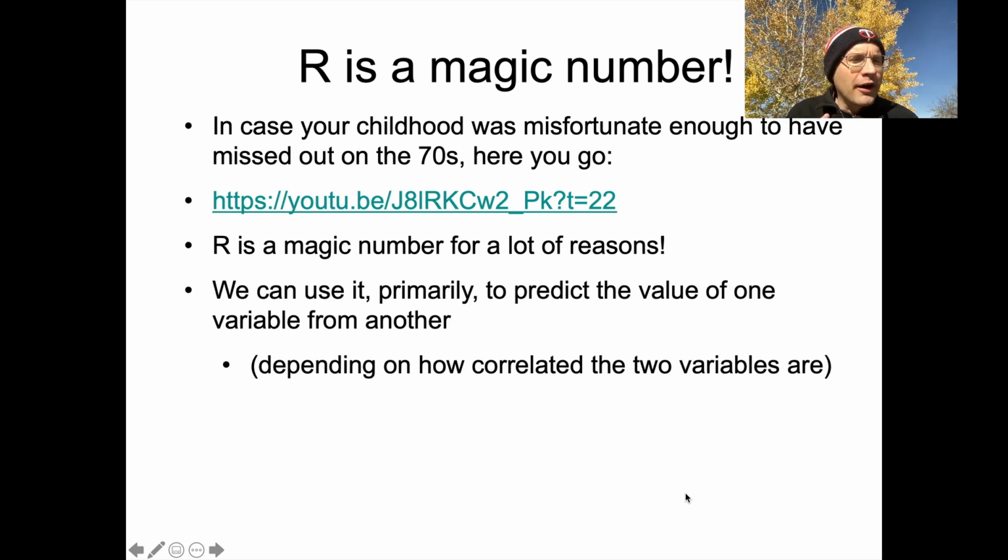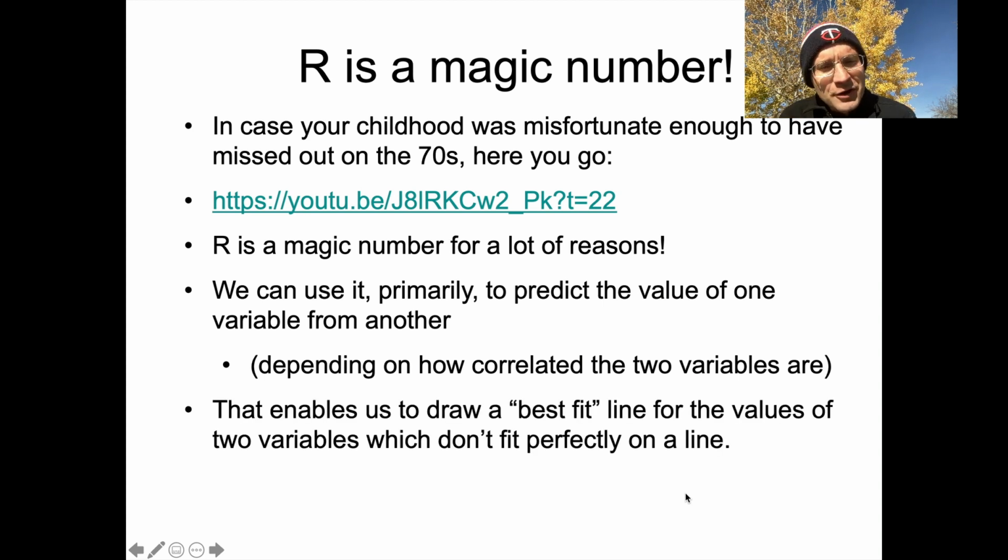Primarily, R is useful because it can help us predict the value of one variable from another, which is the basic setup we've been talking about here for the last couple of lectures. And the extent to which you can predict the value of one variable from another depends on how correlated the 2 variables are, and that amount is basically captured by this quantity R.